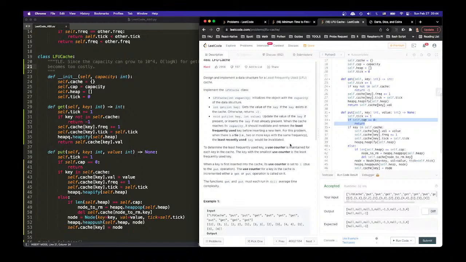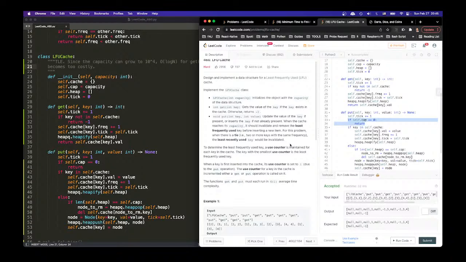So what if we don't have a lot of frequencies? If I use it, that's frequency 1, and a new one has frequency 2. So within each frequency is a doubly linked list. Within each frequency, that's a doubly linked list, and the frequency is the key of the hash map.